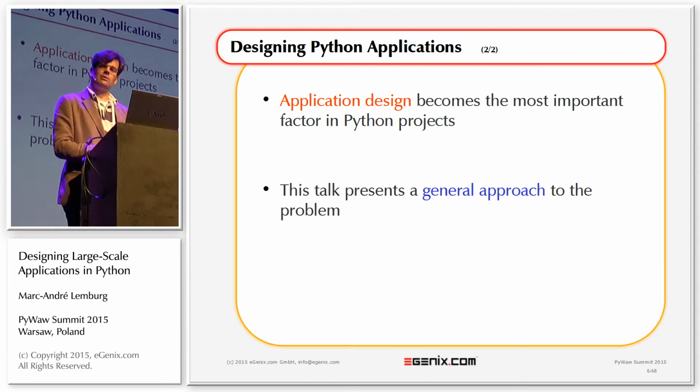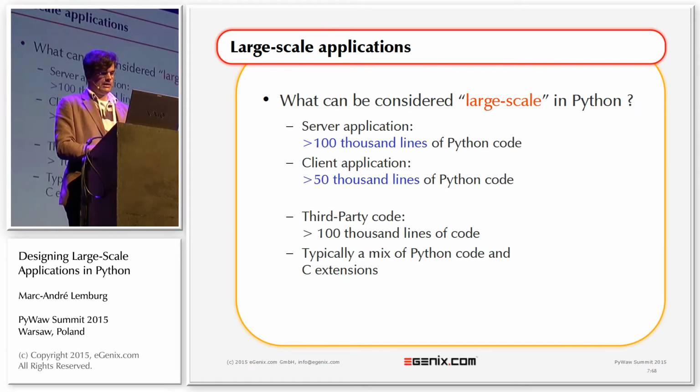So when writing a big application in Python, it's very important to have a good application design and to think about this application design right up front. And I'm going to show you a bit about this kind of process. What's a large-scale application anyway in Python? I mean, if you go to C or if you go to Java, a large-scale application would probably be something that has 1 million lines of code.